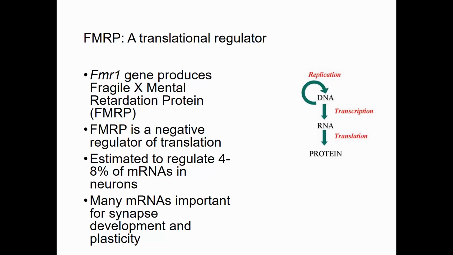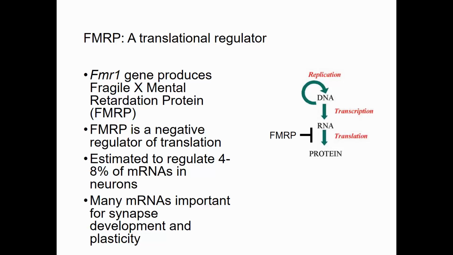So, we have our central dogma of biology. You get from DNA to RNA. RNA is translated into protein. So FMRP normally inhibits certain mRNAs from being translated into protein, but it seems to inhibit a lot of mRNAs. It's estimated to regulate about 4 to 8% of the total mRNAs in neurons.